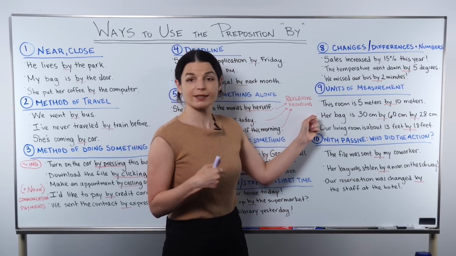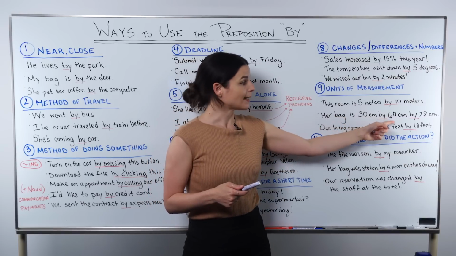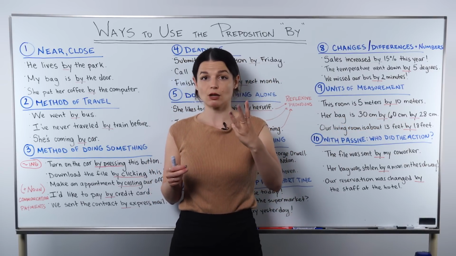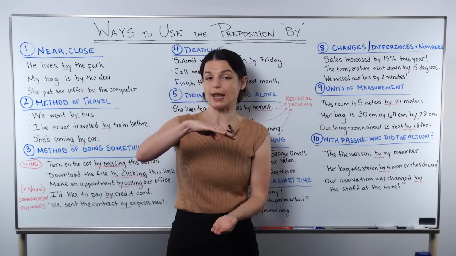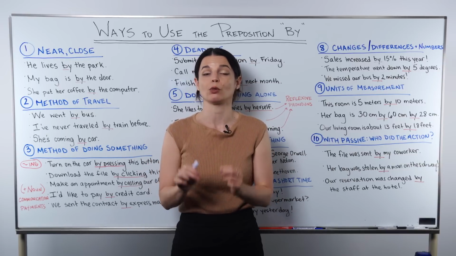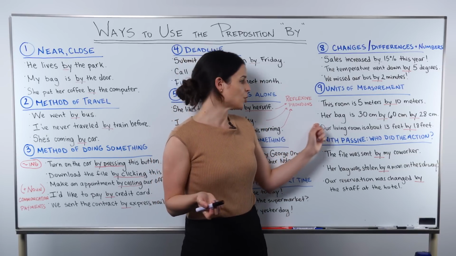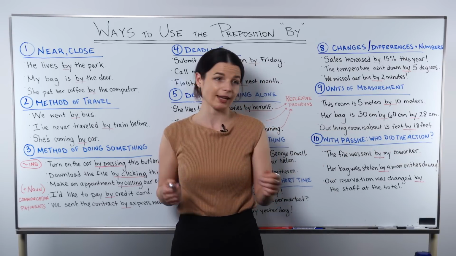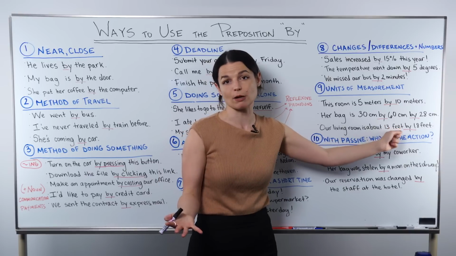We can do that with something like this. Her bag is 30 centimeters by 60 centimeters by 28 centimeters. So this gives us 3 units of measurement. We connect all of those different measurements with the word by. Okay, one more example. Our living room is about 13 feet by 18 feet. In this case, I'm using feet as the measurement. This is a common unit of measurement in the USA.